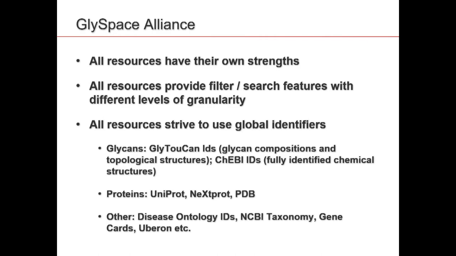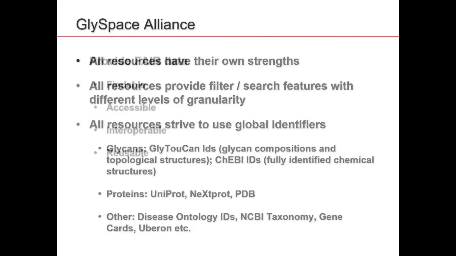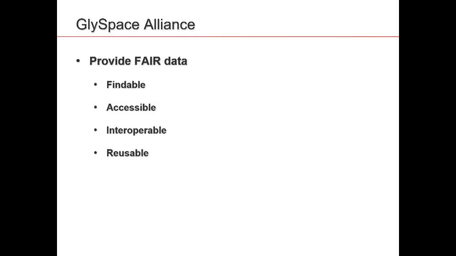And we all try to use global identifiers. So as I mentioned already, GlyTouCan IDs for glycan structures. And when I say structures, I mean topological structures as opposed to 3D. And where possible, we use ChEBI if we have a fully identified structure. For the proteins, we have UniProt accessions, PDBs, and also neXtProt. And then other identifiers such as disease ontology and taxonomy IDs. And so all of these go towards making our data FAIR and our resources FAIR.